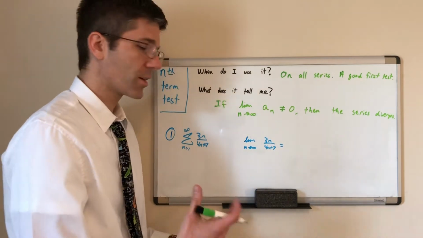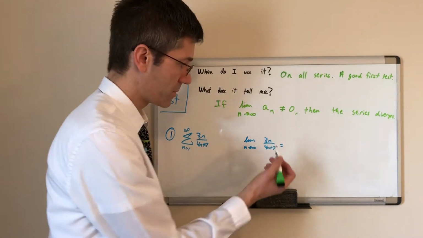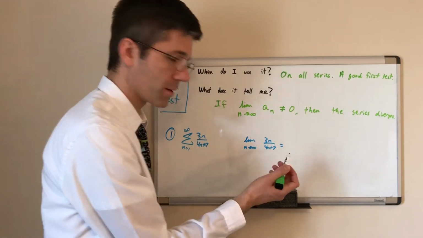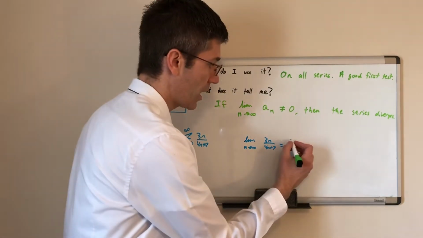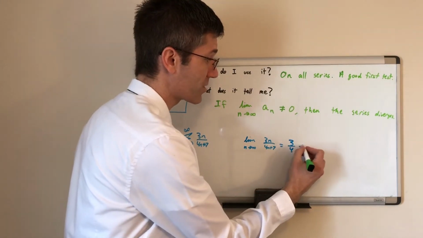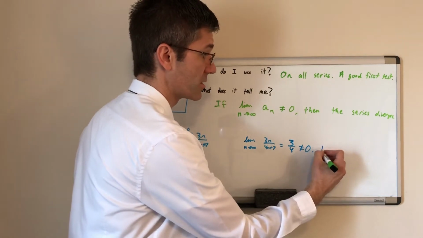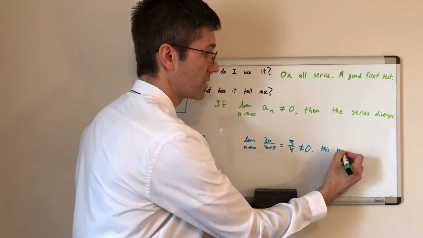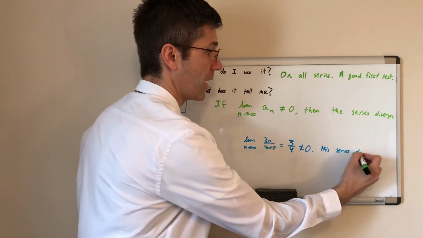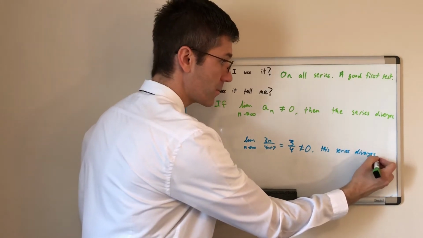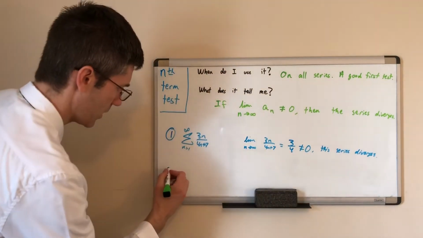As we get larger and larger in the numerator, we have 3 times big divided by 4 times big plus 7. The 7 becomes irrelevant, and we have 3/4. Because 3/4 is not equal to 0, this series diverges. Okay, let's do another example. Number 2.